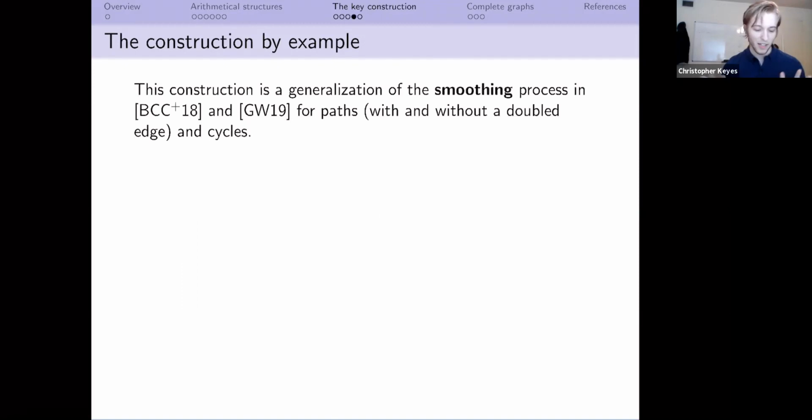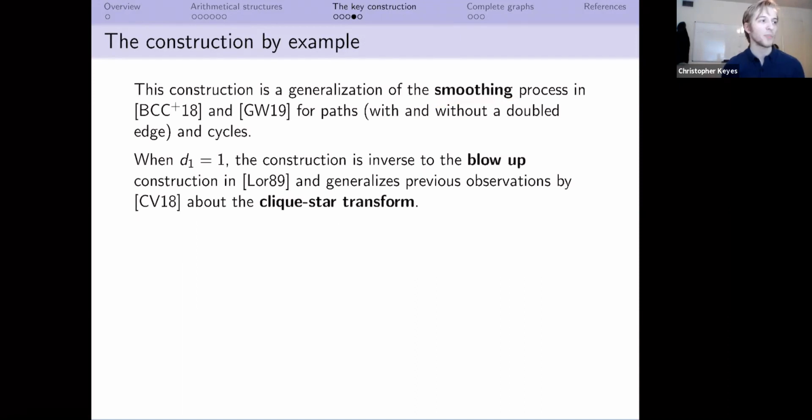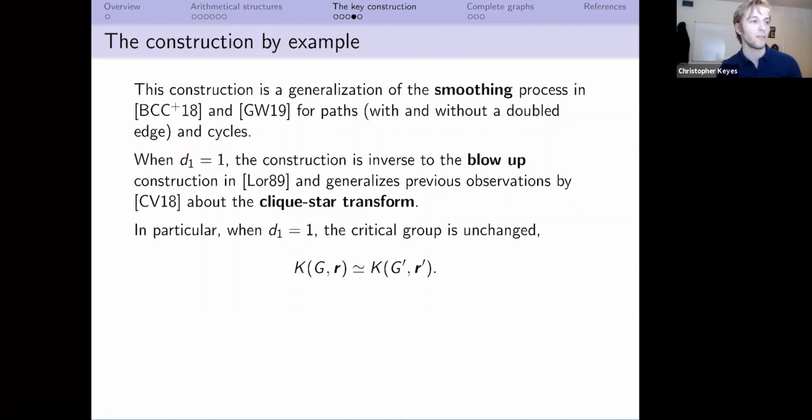So I should say that this is kind of a generalization of the process known as smoothing in these papers about paths and cycles. And it turns out that in the case where D1 is 1, this construction is inverse to Lorenzini's blow-up construction. So what that was: you start with the graph G, and instead of taking away a vertex, you add a new vertex and build an arithmetical structure on a larger graph. And when D1 is 1, these are actually inverse to each other. So a corollary of this observation is that when D1 is 1, we actually preserve the critical group of our arithmetical structure.